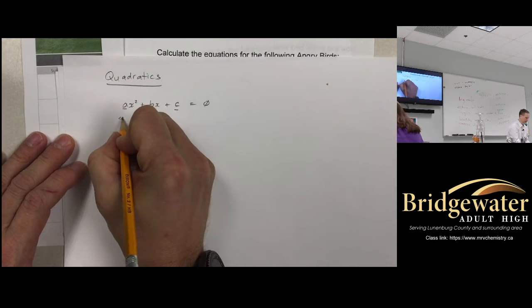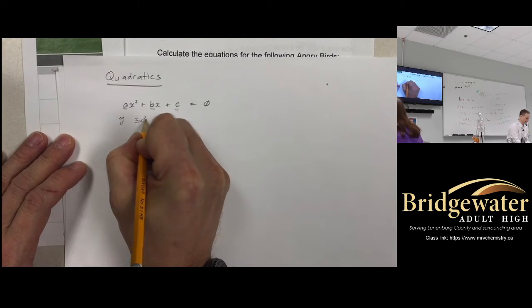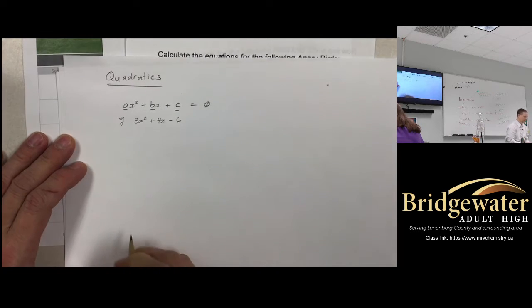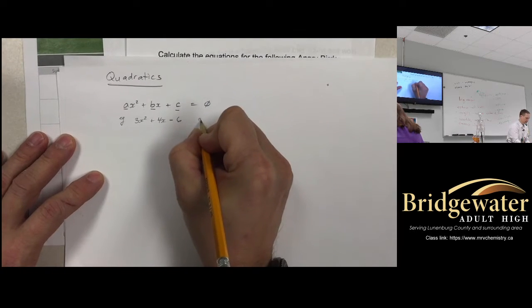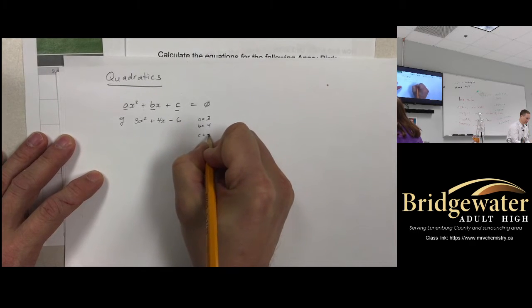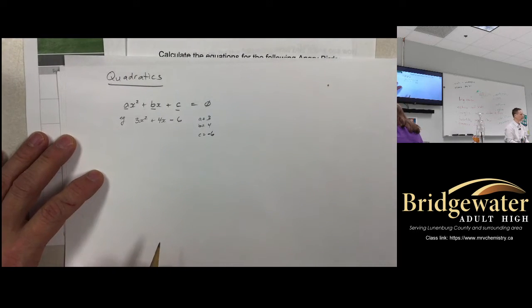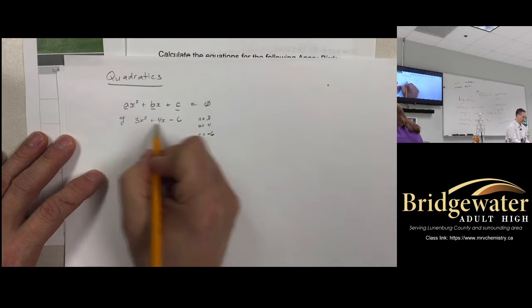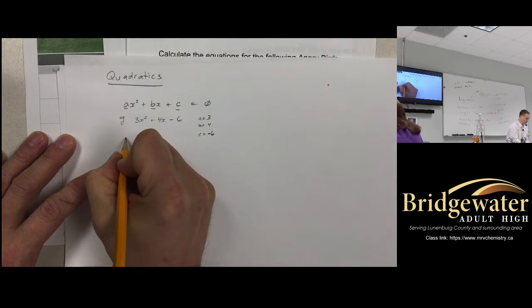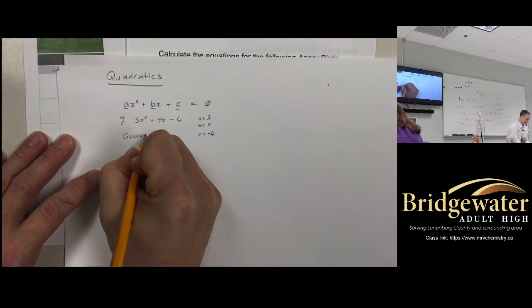And let me give you an example. It might be something like 3x squared plus 4x minus 6. In that case, a is equal to 3, b is equal to 4, c is equal to negative 6. So there's numbers, okay, and we just call them ABCs. I call it the ABC formula or the general format, okay?